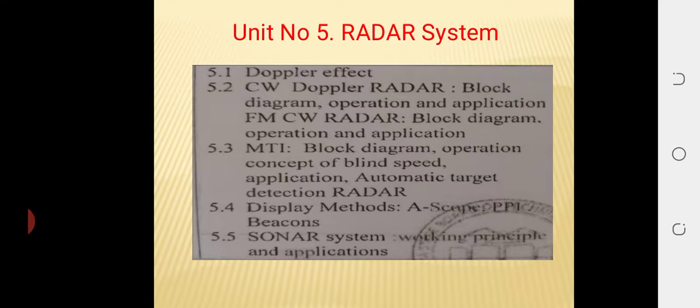Again, whatever target is detected, how it is displayed, that we are going to study in display methods: A scope as well as PPI scope. These are the two methods. And the last one is the sonar system. This sonar system we are going to study its working, block diagram, as well as the principle. Unit number 5 also carries 12 marks.